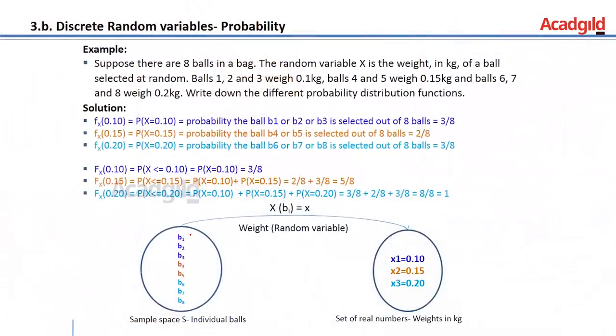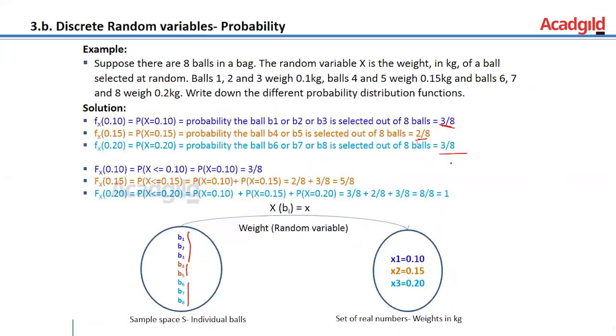Okay, so again coming back to the balls example, these three balls have weight 0.1, these two balls have weight 0.15, and these three balls have weight 0.2. You've already asked the question: what is the probability that I pick up a ball and its weight is 0.1 kg? That we saw was 3/8. We pick up a ball, and what is the probability that its weight would be 0.15 kg? We saw that it is 2/8. Or we pick up a ball and its weight is 0.2 kg. That we saw is 3/8.